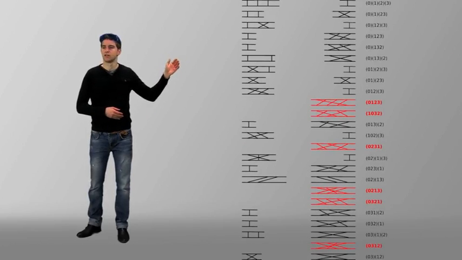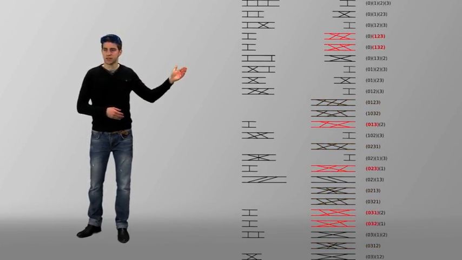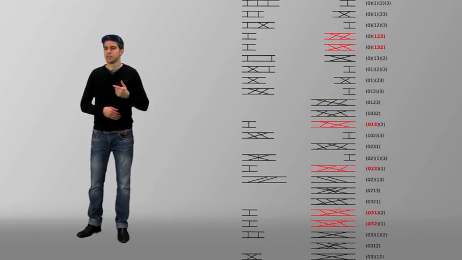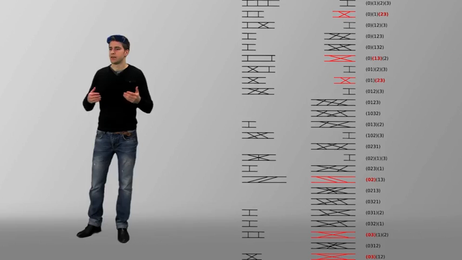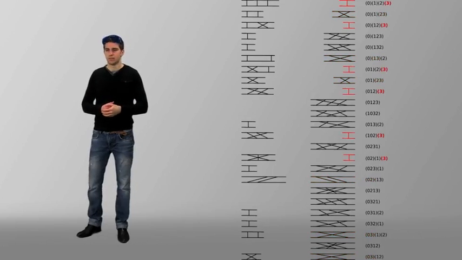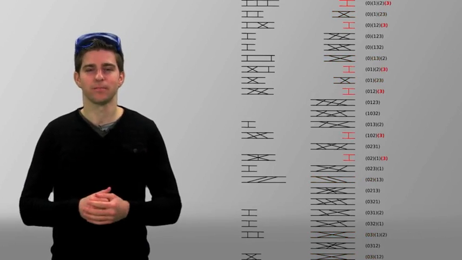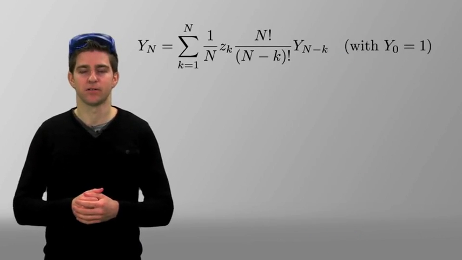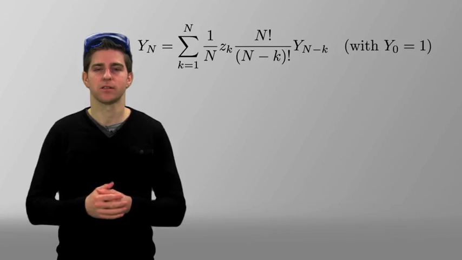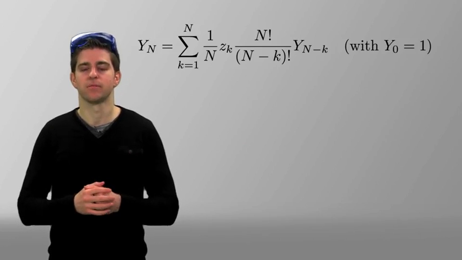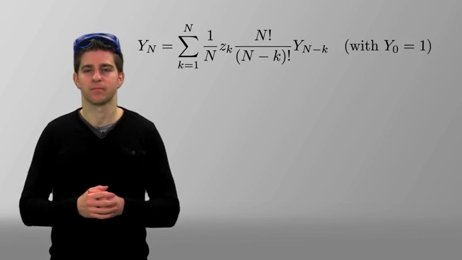To confirm this finding, for the case n equal to 4, simply count. Element 4 is in 6 cycles of length 4, 6 cycles of length 3, 6 cycles of length 2, and 6 cycles of length 1. In conclusion, we have seen a nice recursion formula that can be used to count permutations with arbitrary weights.